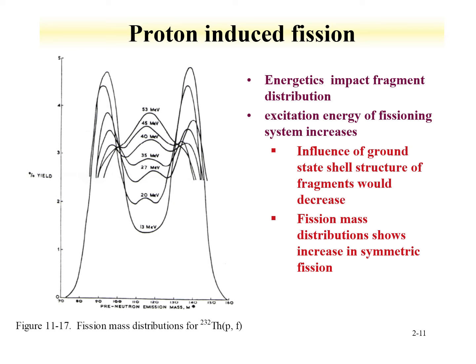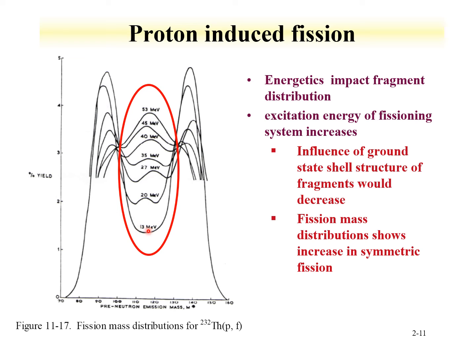A final example of fission has to do with fission induced by particles other than a neutron. Here we have an example of proton-induced fission. We see a fission mass distribution for the reaction of thorium with a proton, where the fission product distribution for the reaction is a function of energy. And what we see is that there's a definite influence of the excitation energy on the fission product distribution, as we go from 13 MeV protons to 53 MeV protons.